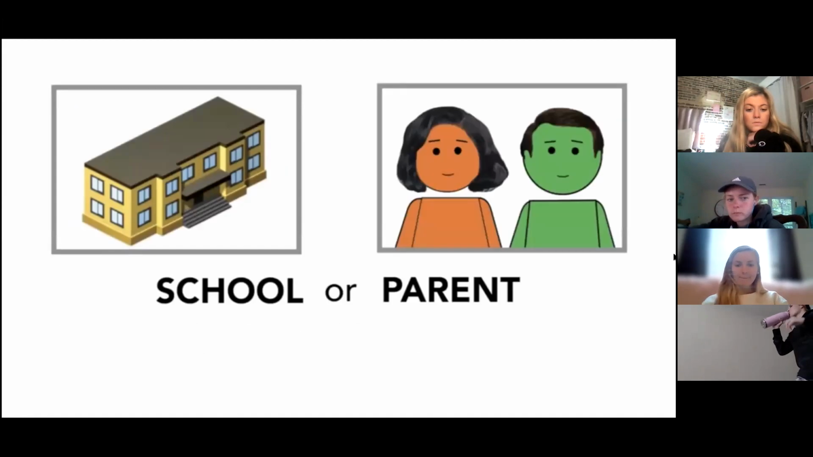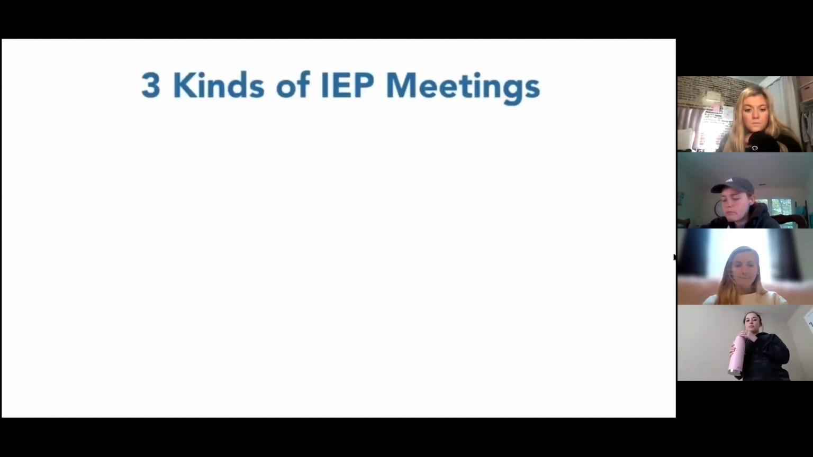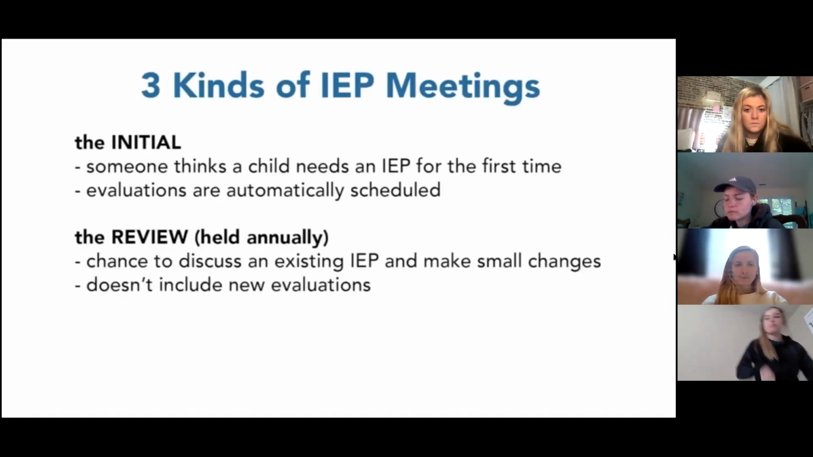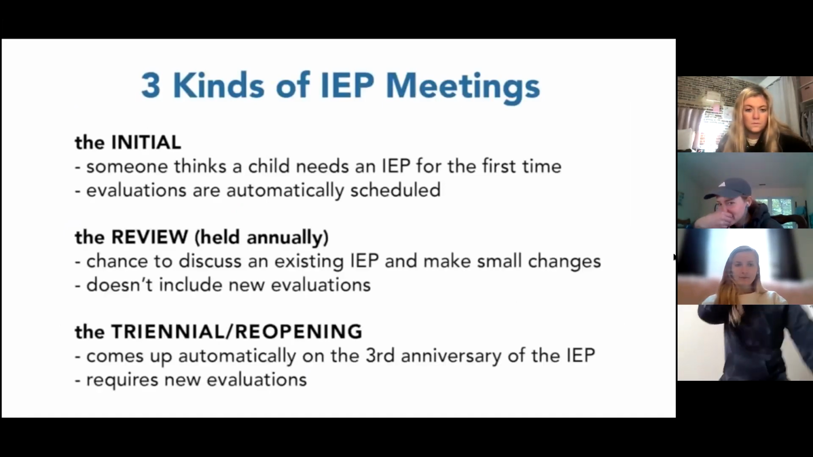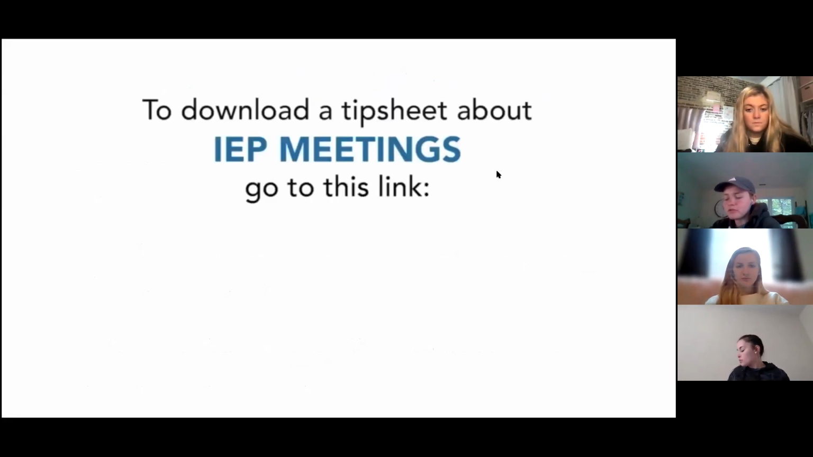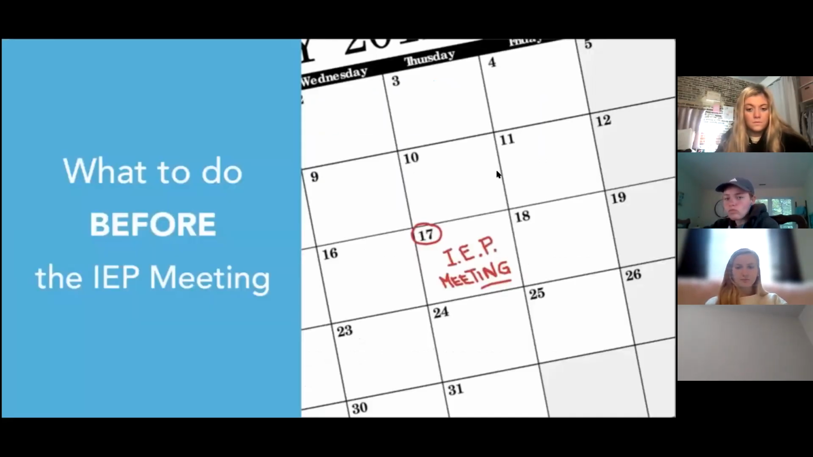A school or a parent can request an IEP meeting. There are 3 kinds: the initial for first-time request, the review, which is held annually, and the triennial, which leads to reopening your child's IEP. It's important to know what type of IEP meeting you'll be preparing for, because different meetings have different goals. To learn more about the 3 kinds of IEP meetings, go to this link on the website and download the informational tip sheet.